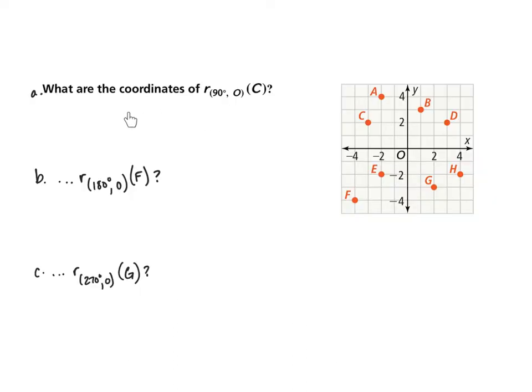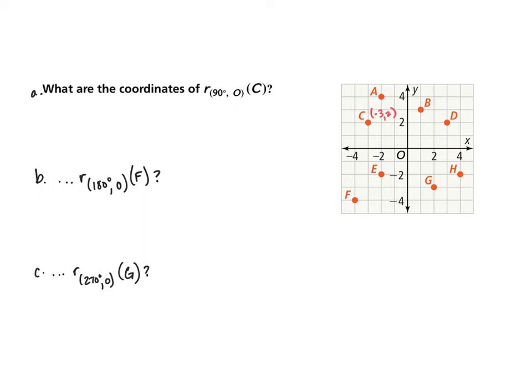Now let's see if we can put those rules that we just came up with to use in a few example problems. To start off with, it says, what are the coordinates of the rotation of 90 degrees about the origin of the point C? So we're going to take C and rotate it 90 degrees around the origin. First of all, let's figure out what the x and the y are for C. So C is at -3, 2.